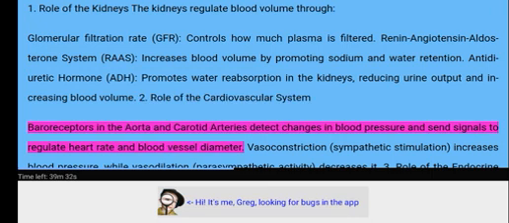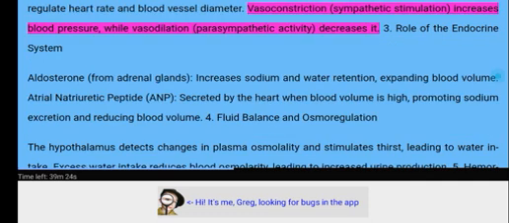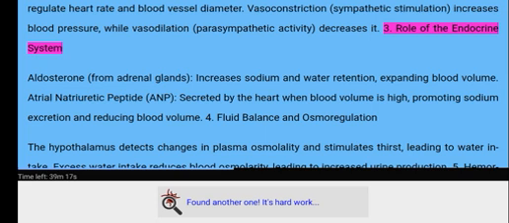Baroreceptors in the aorta and carotid arteries detect changes in blood pressure and send signals to regulate heart rate and blood vessel diameter. Vasoconstriction, sympathetic stimulation, increases blood pressure, while vasodilation, parasympathetic activity, decreases it. 3. Role of the endocrine system.